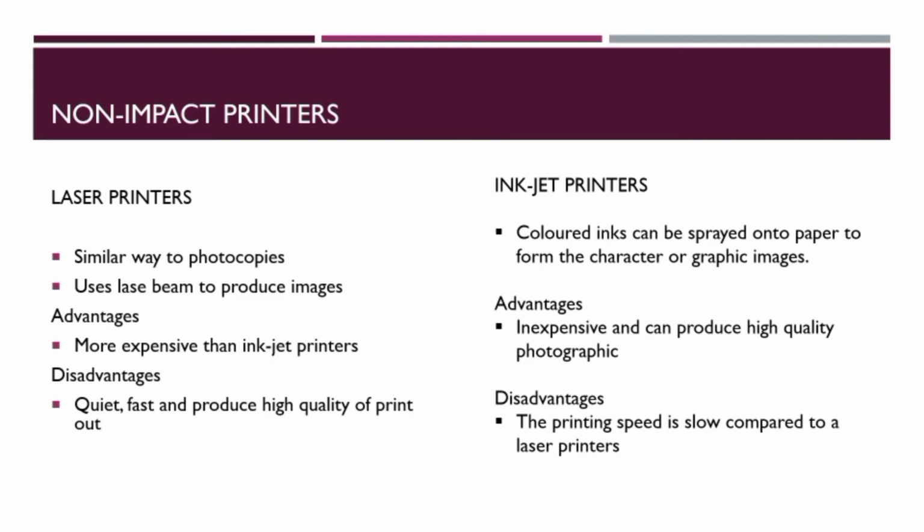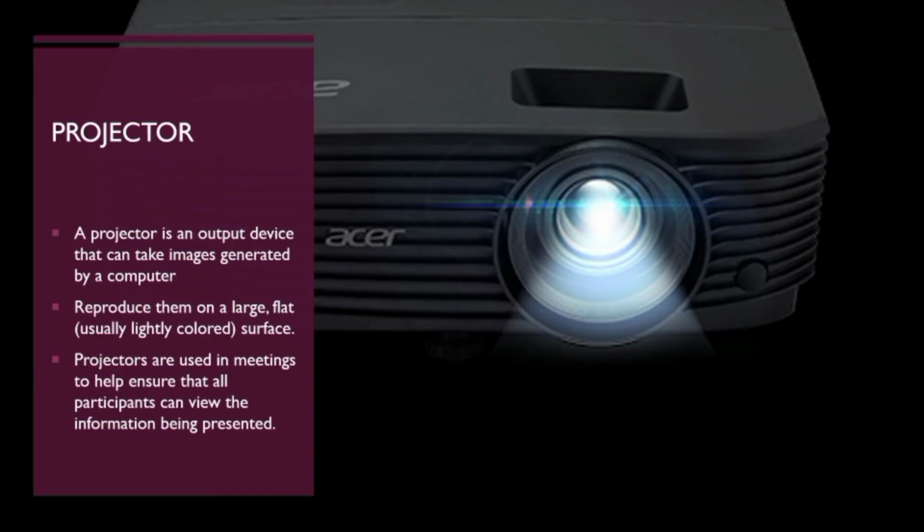Inkjet printers. Color ink can be sprayed onto paper to form the character or graphic image. The advantage is inexpensive and can produce high quality photography. Disadvantage, the printing speed is slow compared to a laser printer.